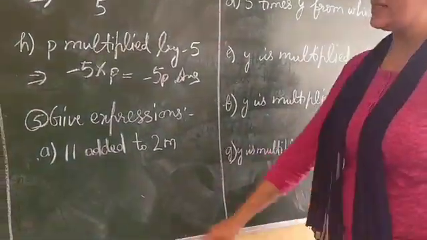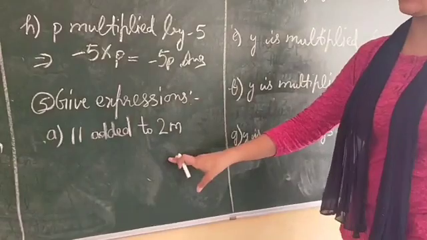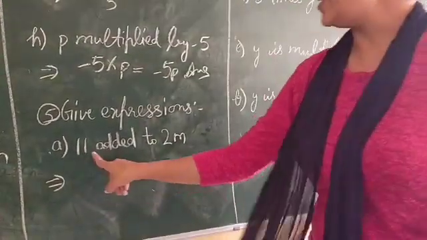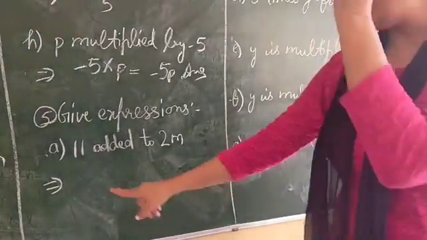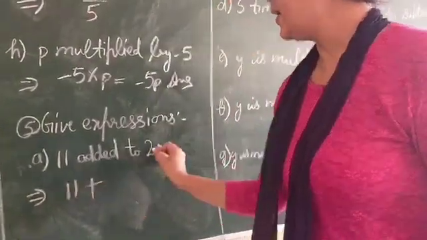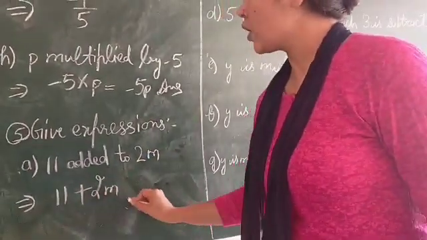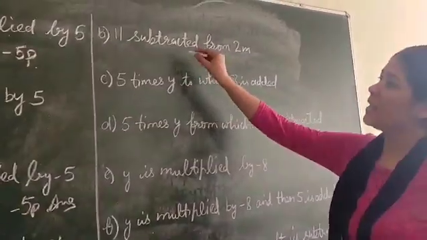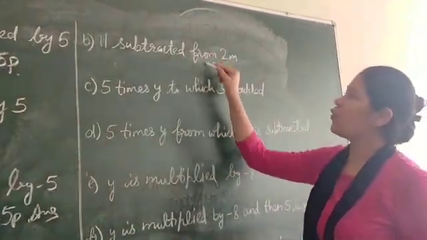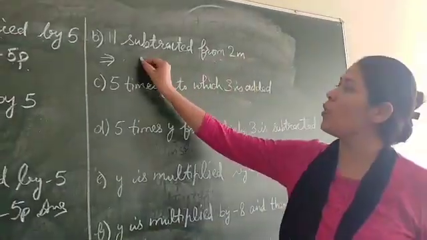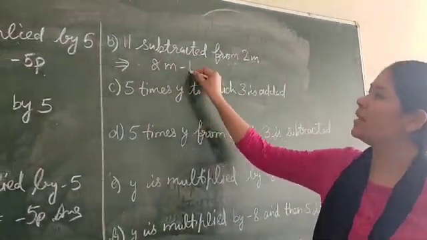Now fifth question again, give expressions. In this question also you have to give expressions. 11 added to 12. It means 11 added in 12. So this is the expression. B part, 11 subtracted from 12. 12 minus 11 has to be subtracted, so 12 minus 11.